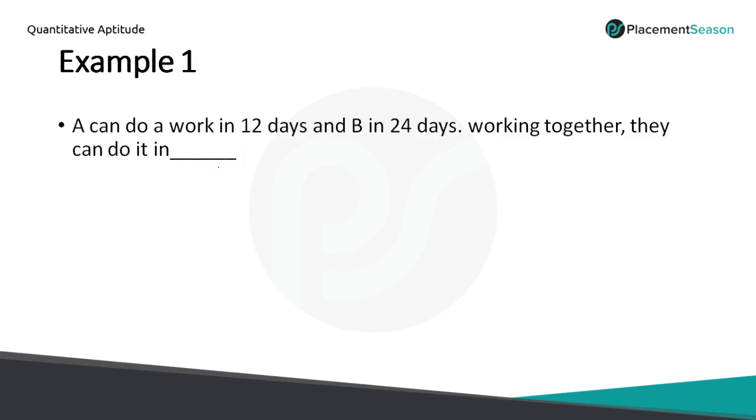A can do a work in 12 days and B in 24 days. Working together, they can do it in how many days? So look at this. A completes the work in 12 days. B completes the same work in 24 days. So A's one day work will be 1/12 and B's one day work will be 1/24.